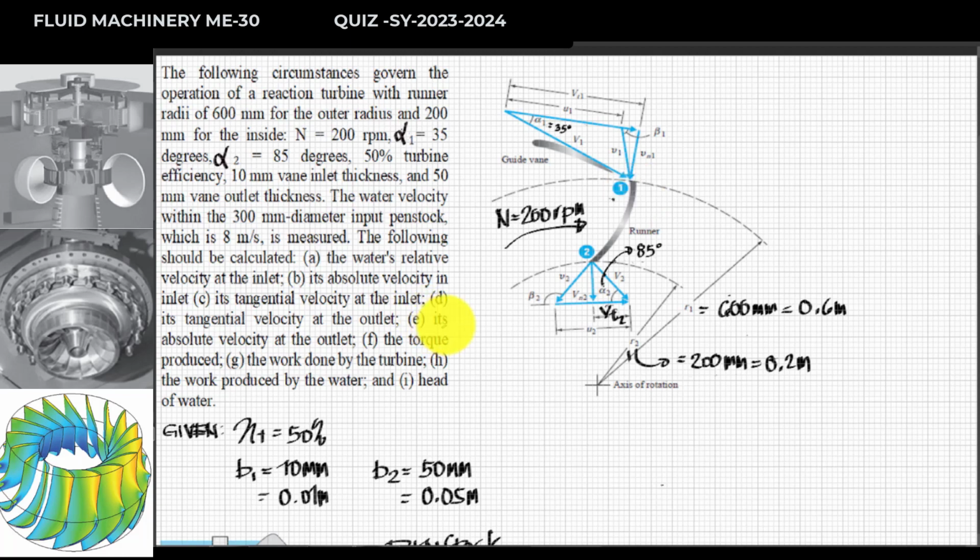Then the absolute velocity at the outlet. This will be the line of the absolute velocity of the fluid that is leaving from the vane.